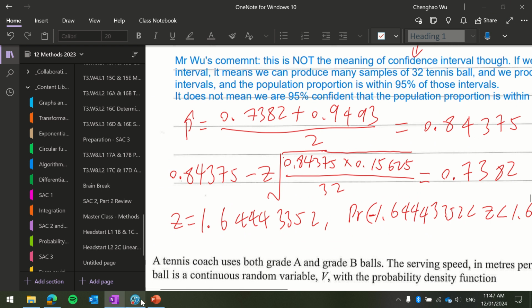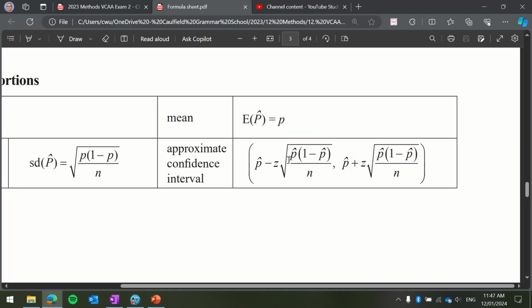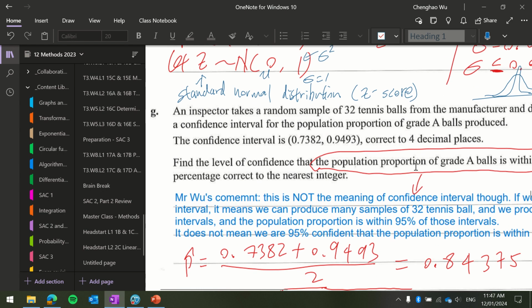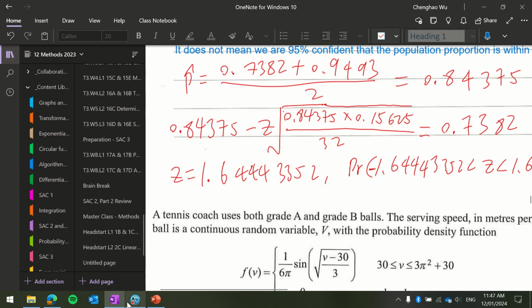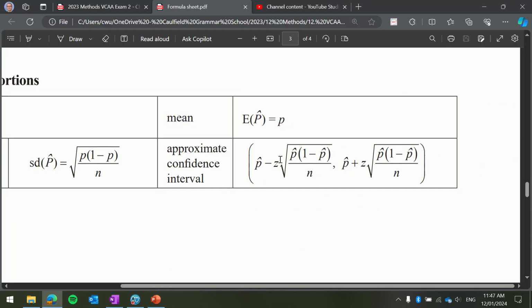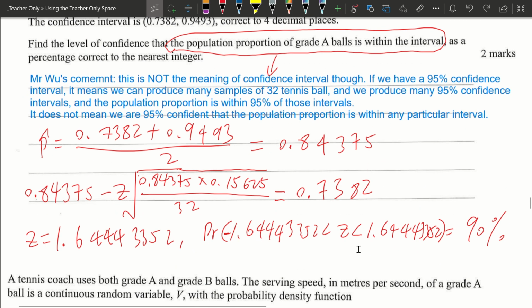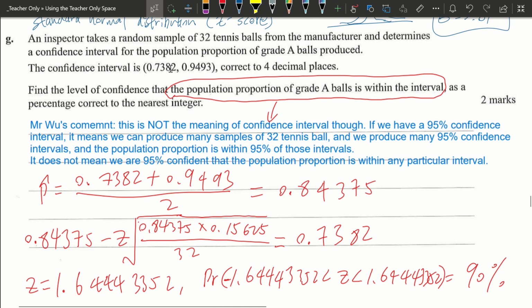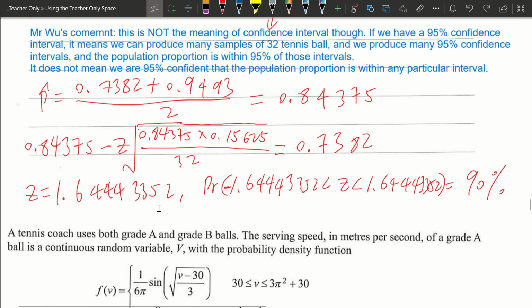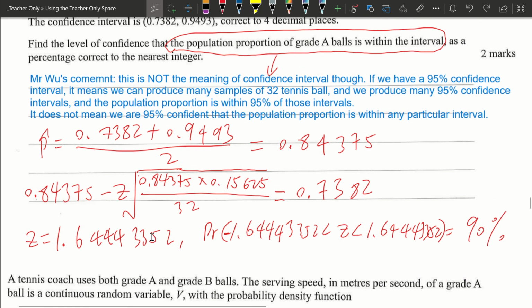and one's the left and one's the right. So what did I pick? I picked the left one, I think. Yeah, so I picked the minus one, which is the left point of the confidence interval, and that's equal to 0.7382, which is given in the question. So solve for Z from that equation.